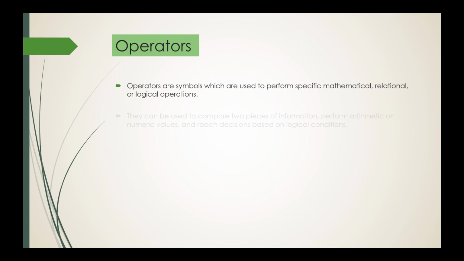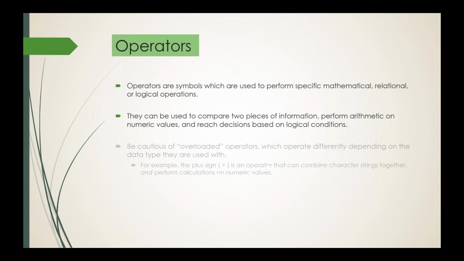Okay, next is going to be operators. Operators are symbols which are used to perform specific mathematical, relational, or logical operations. So these are your plus sign, minus, equals. We have different operators which we will of course go over, but these are basically used to compare two pieces of information, perform arithmetic on numeric values, and reach decisions based on logical conditions. A lot of these are going to be used in those evaluation expressions and in your if statements, your for expressions, things like that.